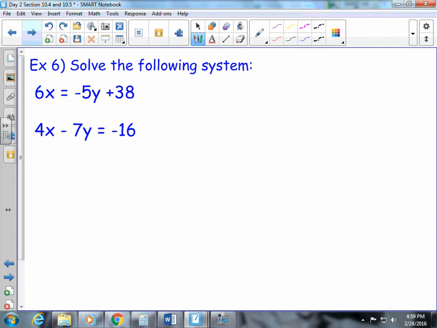I would say the easiest move to make is to add 5y to the other side. So I'm going to rewrite it as 6x plus 5y is equal now to 38. And the other equation now is 4x minus 7y equals negative 16. And so now we have the same exact problem. I can't multiply 4 by a number to get 6 or vice versa. I can't multiply 7 by a number to get 5 or vice versa. So what do we do? Well, I've got to multiply both equations again.